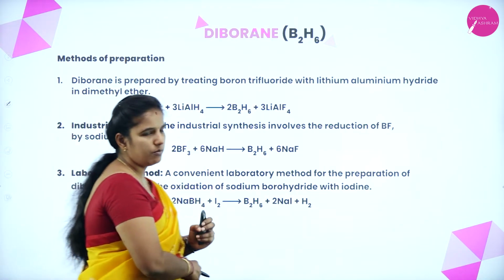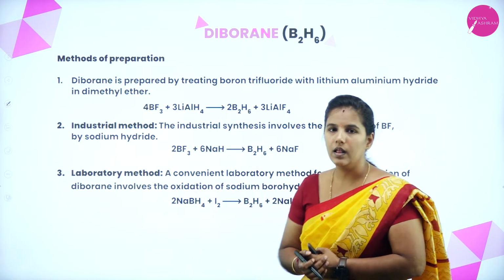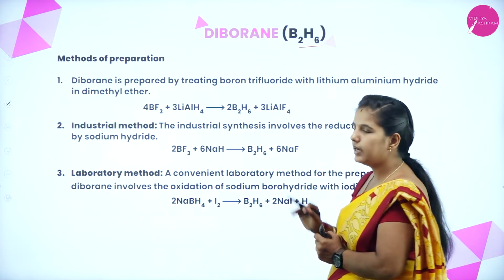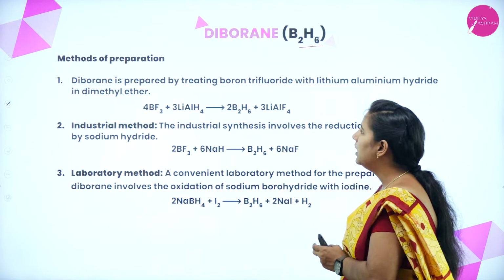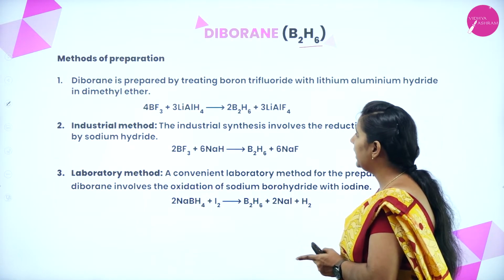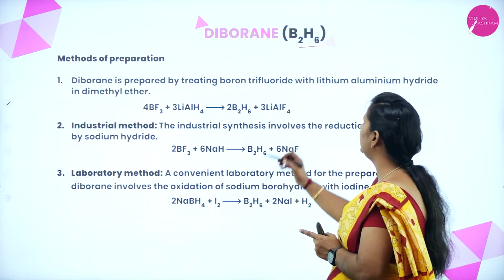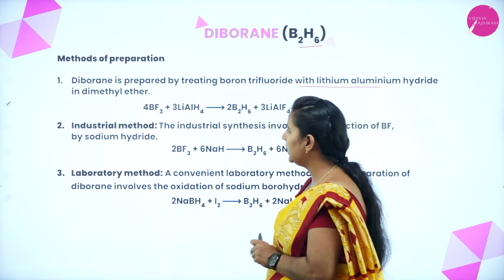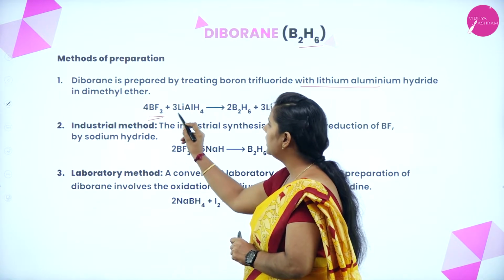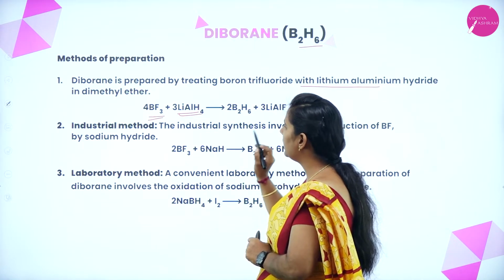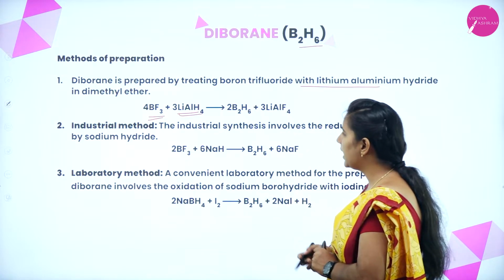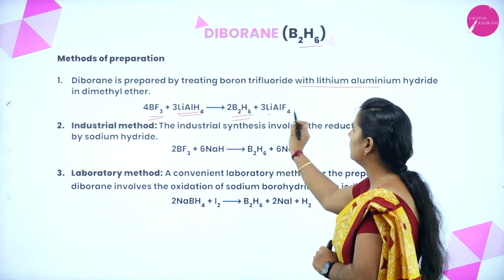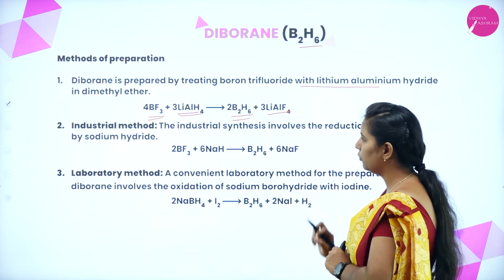Next, we have diborane, which is the last component of boron. Okay, and it is represented as B2H6. Let's see the method of preparation. Diborane is prepared by treating boron trifluoride with lithium aluminium hydride in dry diethyl ether. So boron trifluoride, treated with lithium aluminium hydride in the presence of ether, forms what? Diborane, that is B2H6, with the formation of lithium aluminium fluoride.